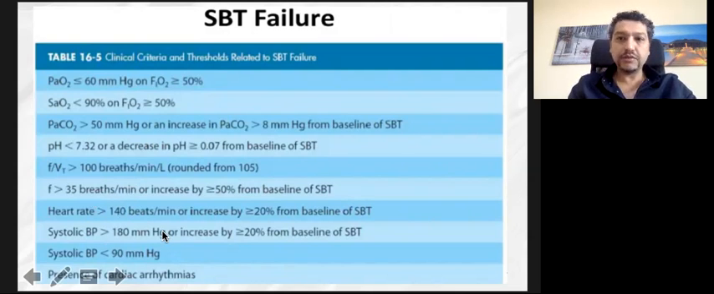very low as well, like a patient who has heart block, when the patient is uncontrolled hypertensive and you cannot control it, you cannot start weaning, or when the patient is in shock, you still cannot start the weaning process. So these are all possible clinical criteria related to spontaneous breathing trial failure.